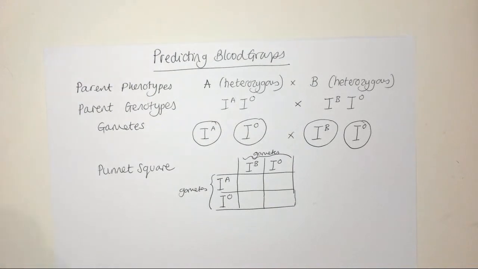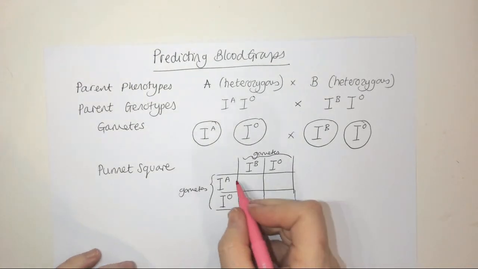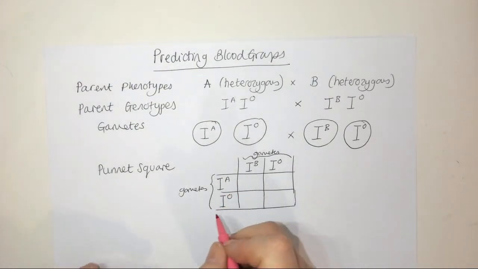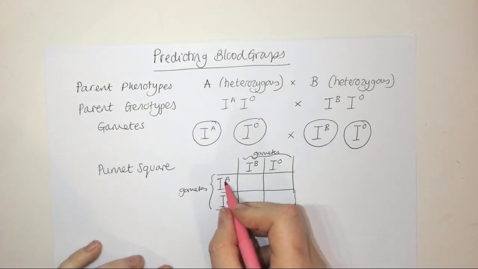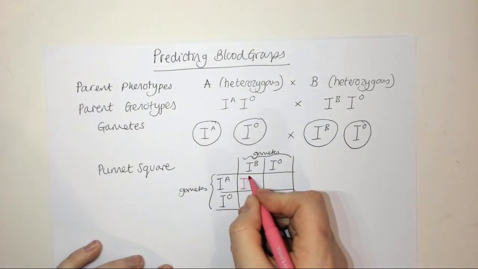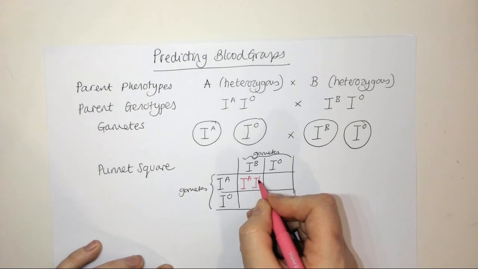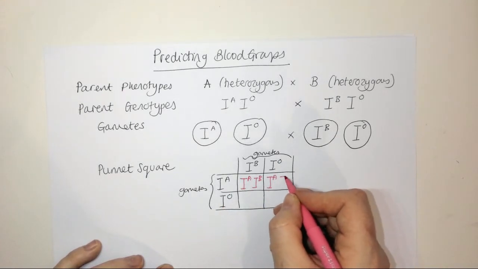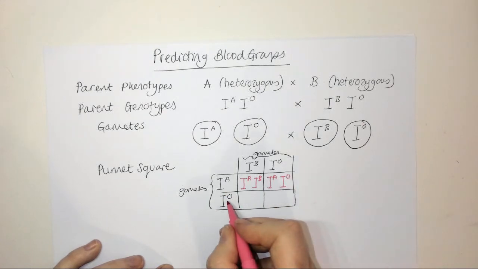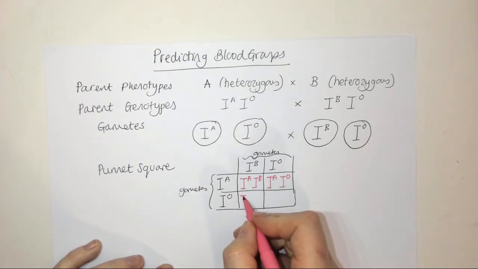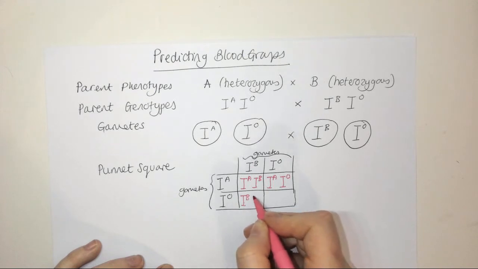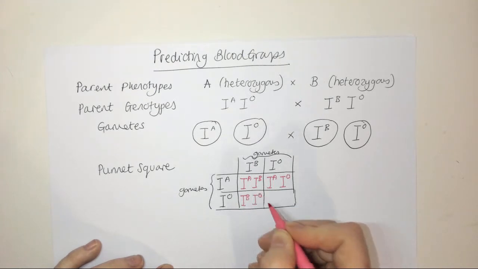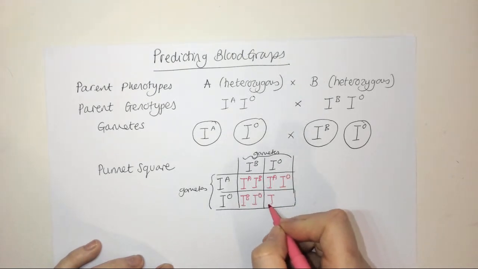Pop our little genotypes for our offspring in here. Again, we're in alphabetical order, I think. A and a B, an A and an O. Now we've got a B and an O, and we've got two O's there.